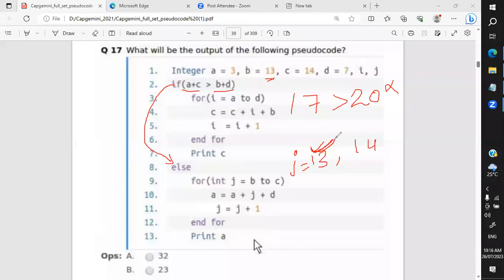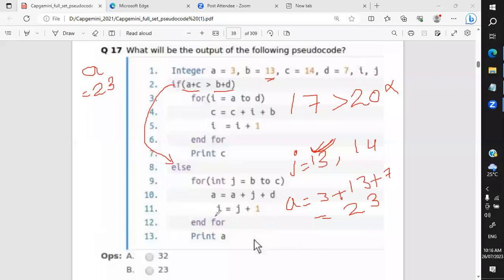Boys and girls, others who didn't answer, listen carefully. Okay. A equals A plus J plus D. What is the A value? It is now 3. Plus J value is what? 13. Plus D value is what? 7. So what is the total? 13 plus 7 plus 3 is nothing but 23. Am I right? Now the updated value of A is 23. I am writing it on the top left corner. See that? A is equal to 23.